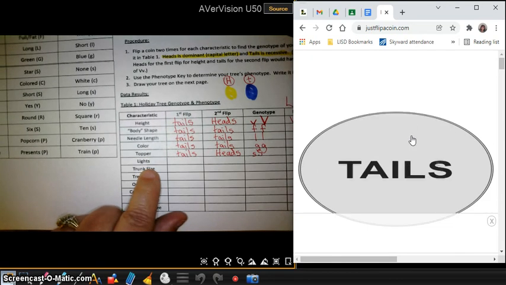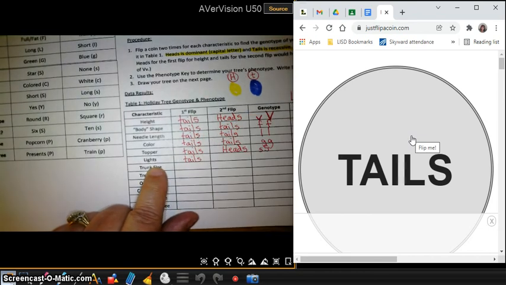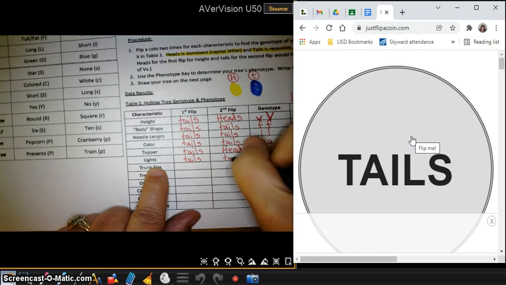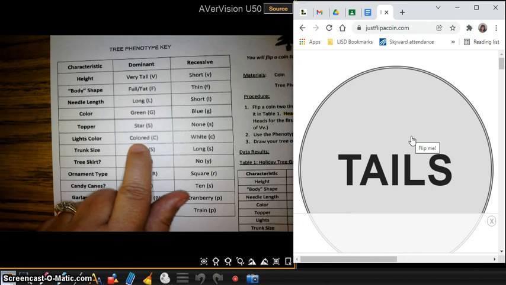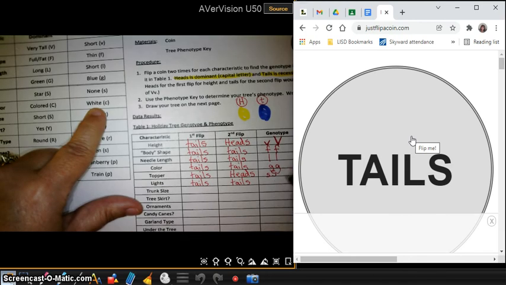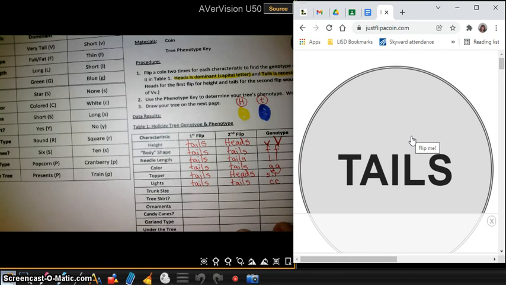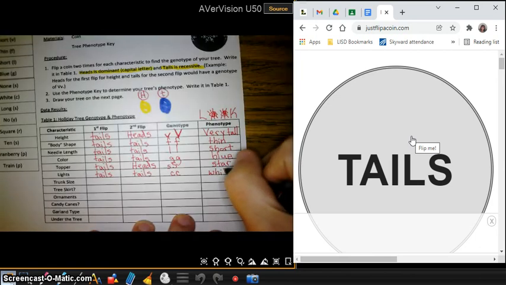So we're going to flip for the lights. We've got tails, which is recessive, and tails, which is also recessive. So when we look at the light color, capital C would have been, if we had color lights, that's dominant, but recessive was a little c, and that means we have white lights. So if I have two little c's, then my tree is going to have what color lights? It's going to have white lights.